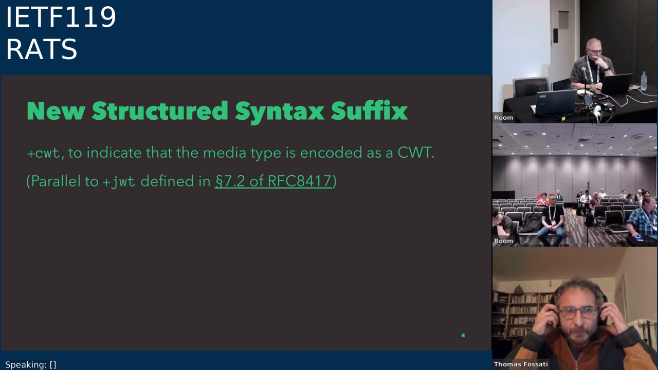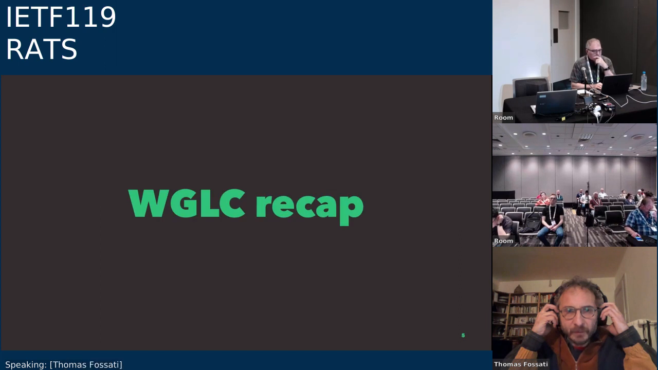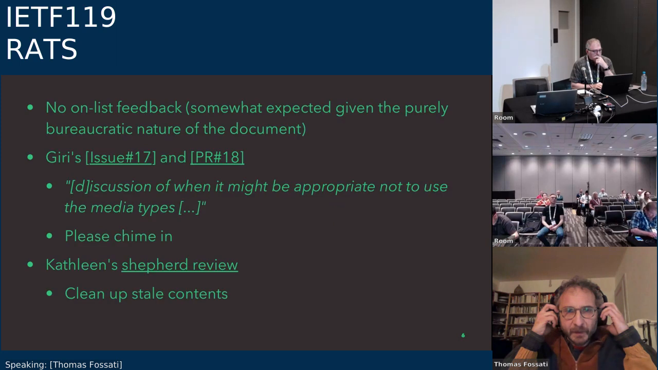Next, please. Recap of the working group. There was no on-list feedback, and that was somewhat expected given the fact that the document is super boring. We have an issue open on the repo, issue 17 from Jiri. He wants to have a discussion on when it might be appropriate not to use the media types that are defined in this document. He proposed some text in PR 18. There have been some comments from myself and Laurence, but please chime in, the more the merrier, so that we can conclude that discussion.